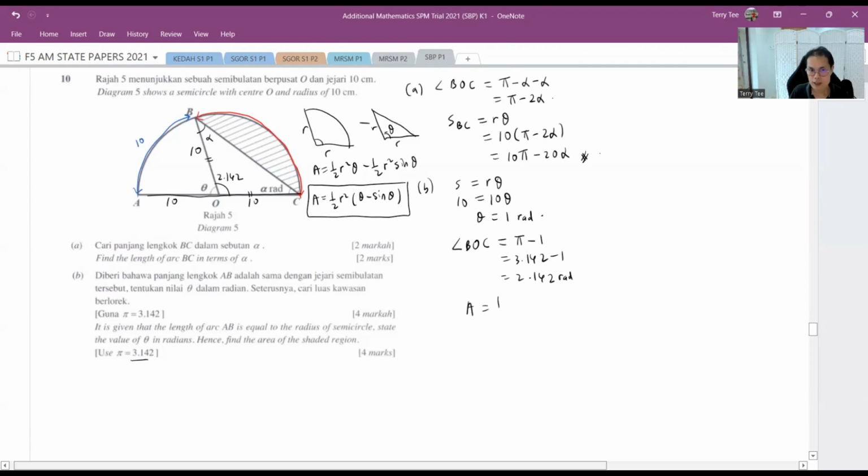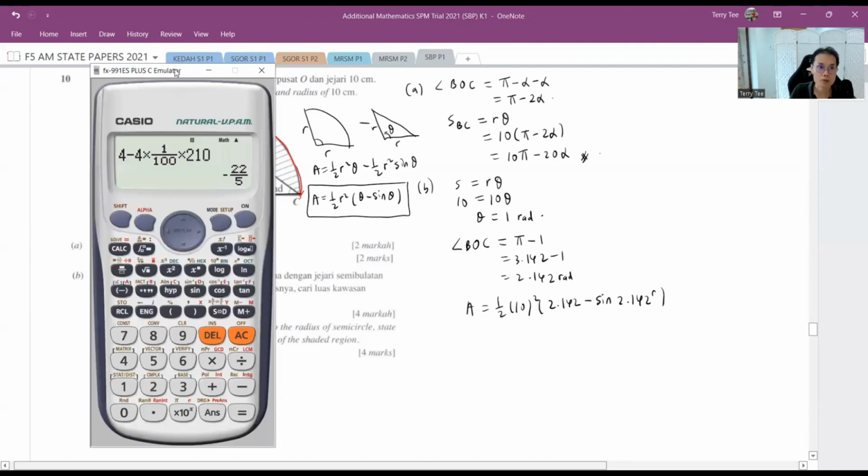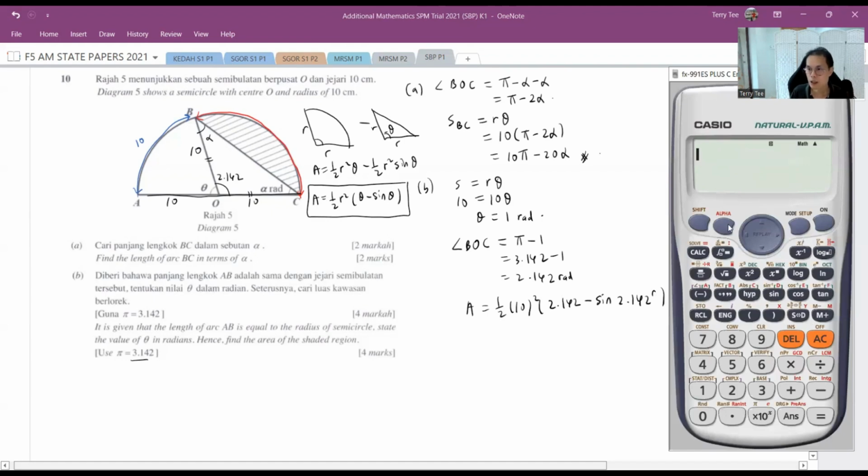So my radius is 10. My theta is now 2.142 minus sine 2.142. We can do that, but make sure you use your calculator in radian mode. So I'm going to show you here. Change your calculator to radian mode. Shift mode number 4. Take half. Your radius is 10. You square it.